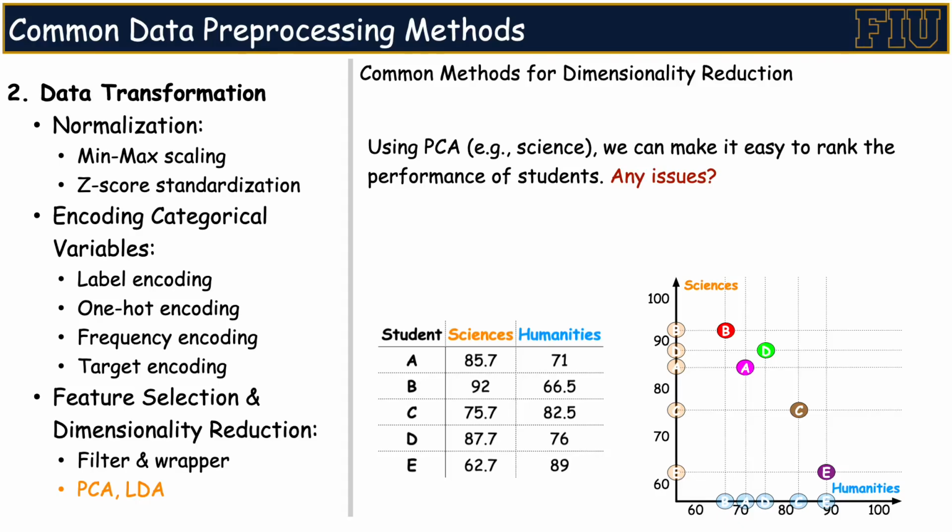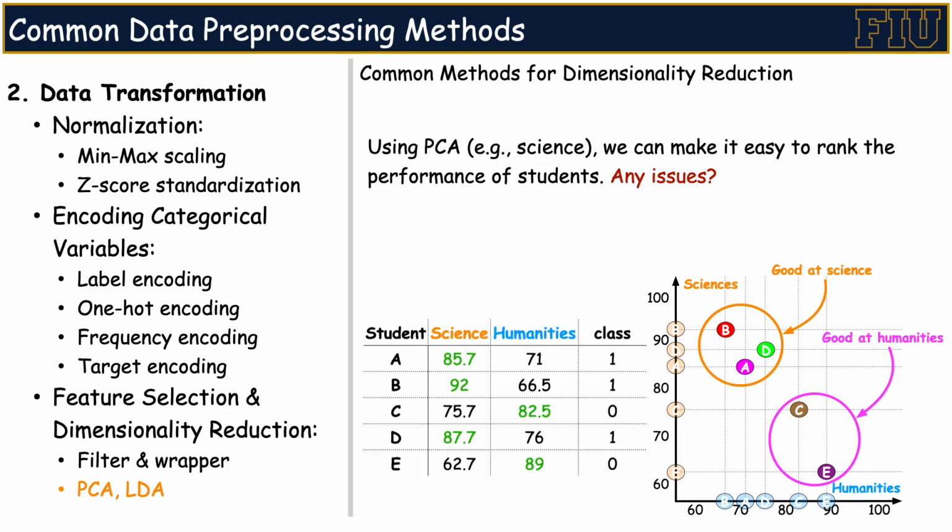In the last video, we covered most of what PCA is all about. Now, let's see if there are any issues with using PCA to find the direction with the maximum variance to rank student performance. If we take a closer look at the coordinate system of the original dataset, we can see that 3 students excel in science, which means they have high science scores. Meanwhile, the other 2 students, although their science scores are relatively lower, clearly perform well in humanities.